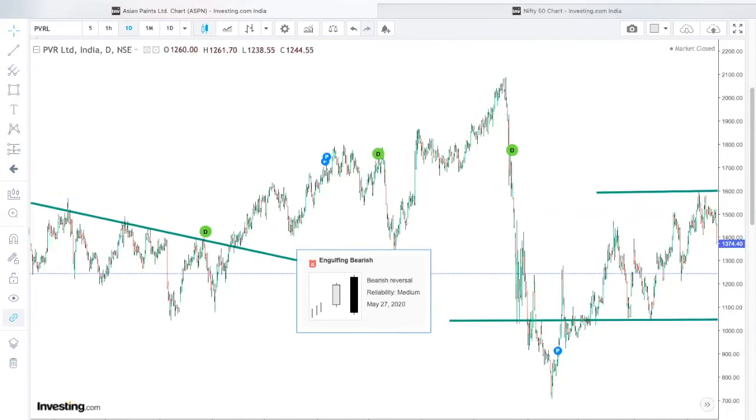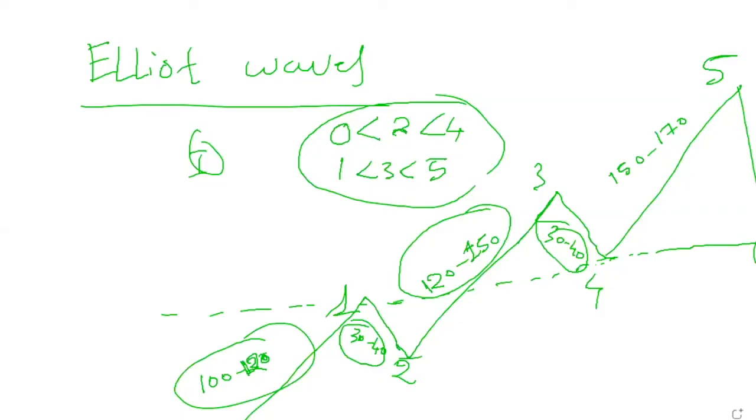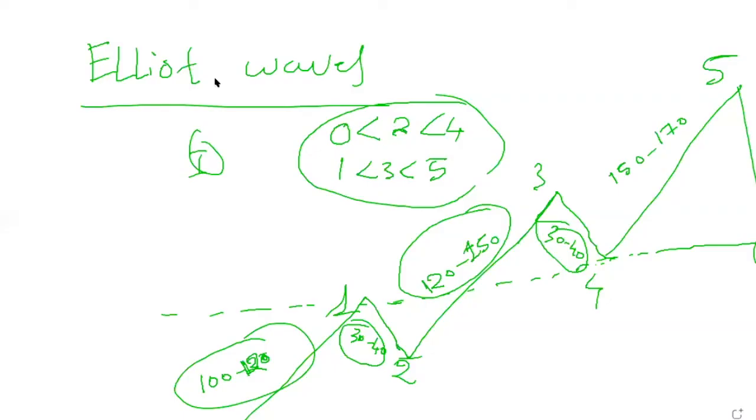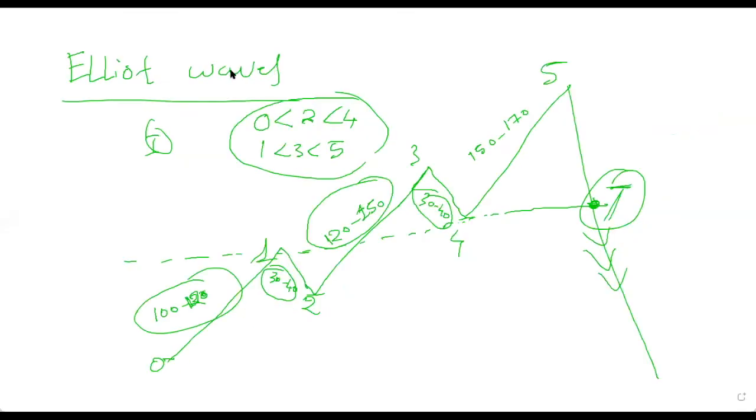So let us move on to the Elliott wave method two. We are running out of time now. So let me take you to Elliott wave method two. Method two is just vice versa. Vice versa means we are just reversing the technique now.